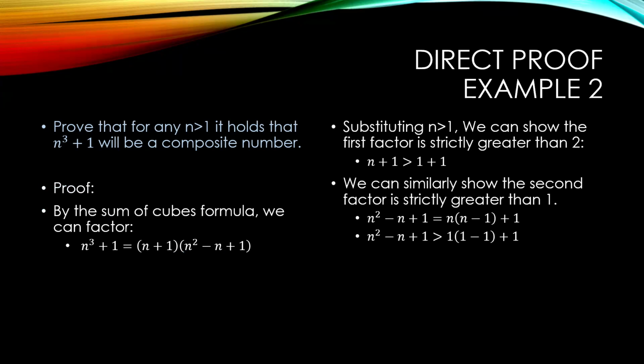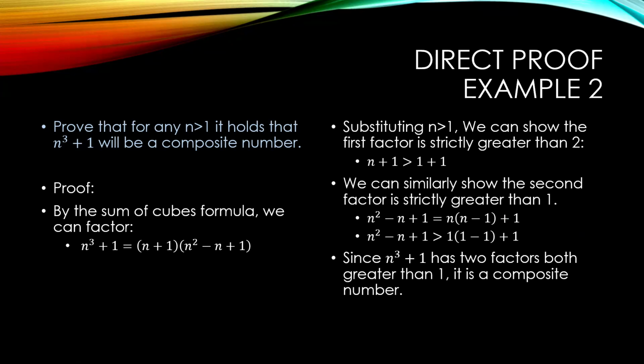Well, if we're saying that n has to be greater than 1, we can show that the first factor is strictly greater than 2. And so if n is greater than 1, then n plus 1 is greater than 2. We can similarly show that the second factor is strictly greater than 1. And so looking at the second factor, n squared minus n plus 1, well, if we replace all of the n's with 1's, we're going to get 1 times 1 minus 1 plus 1. Well, that's 1. So that means that this term is also greater than 1.